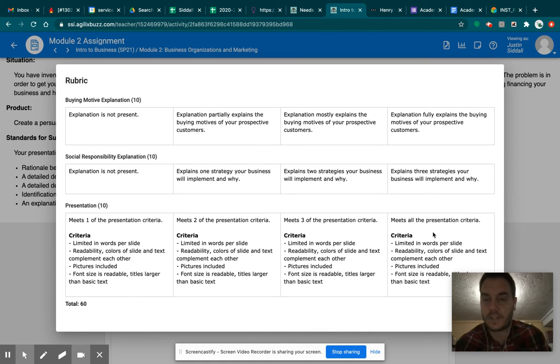Now let's look at the presentation. Limited in words per slide. There was a specific number here and I took that away because I want you guys to put the amount of words that you need. So I'm usually kind of lax on that one unless it gets way too wordy. But if you're concerned about that, put bullet points. All right, readability. Just make sure I can read it. That's the big thing. Include pictures, guys. You don't have to cite them. I'm not looking for that. But go on Google Images and get some pics in there. And then just make sure your font size is readable.